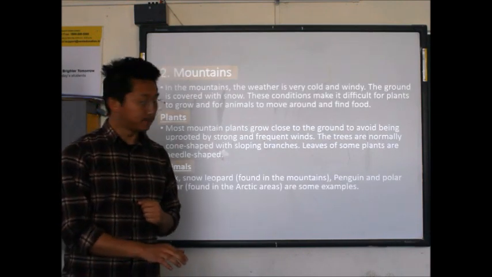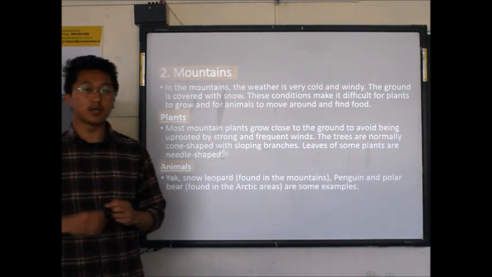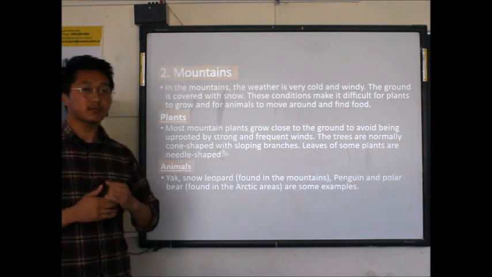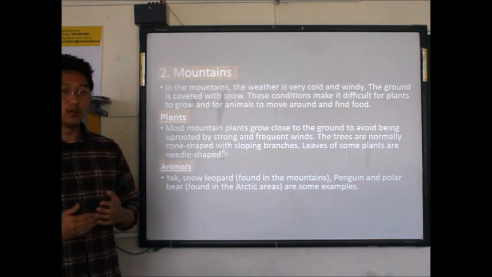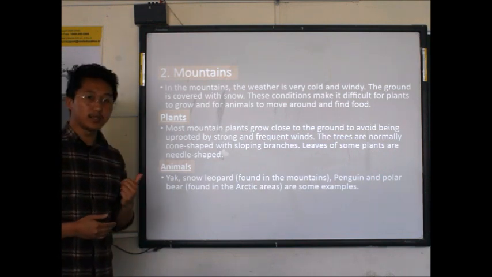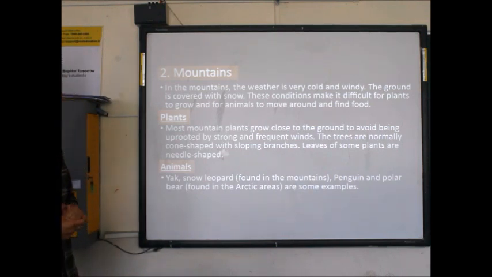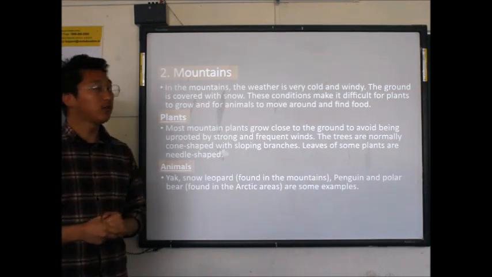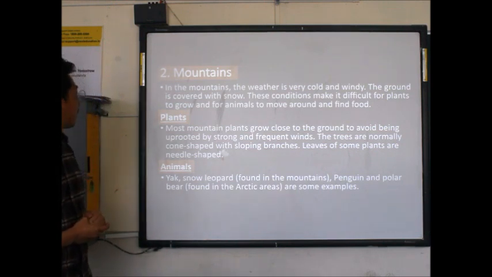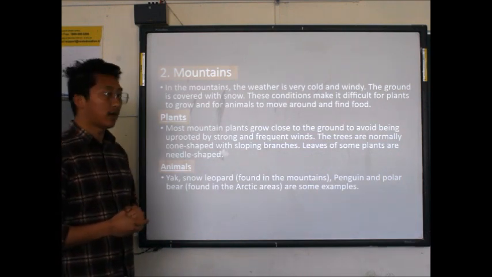Okay, the next habitat is mountain. We have already studied different habitats in the previous video. First one we did was desert. Now next one we are seeing is the mountains. In the mountain, the weather is very cold and windy. The ground is covered with snow. These conditions make it difficult for plants to grow and for animals to move around and find food.